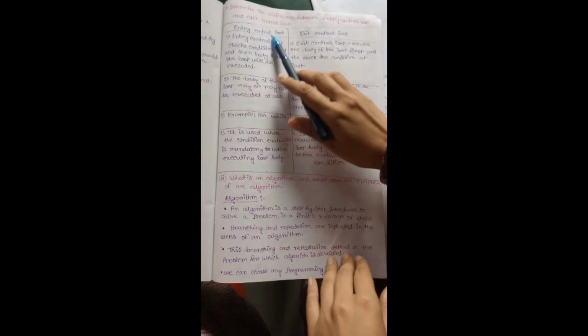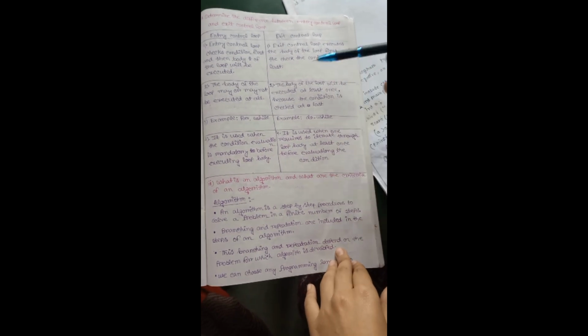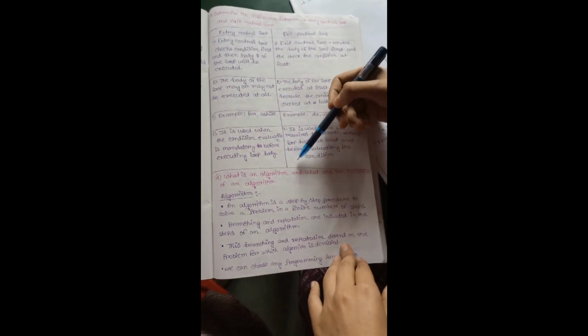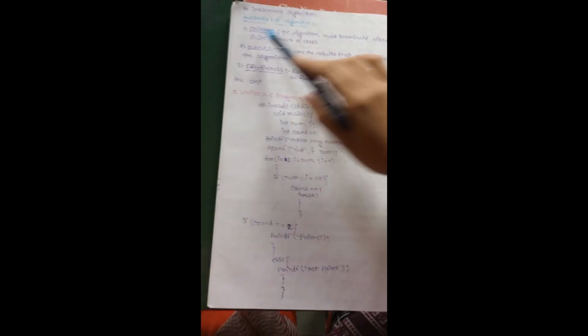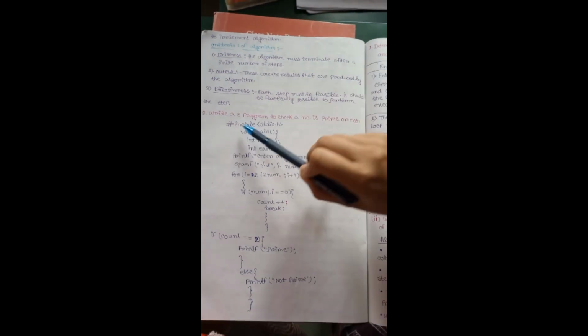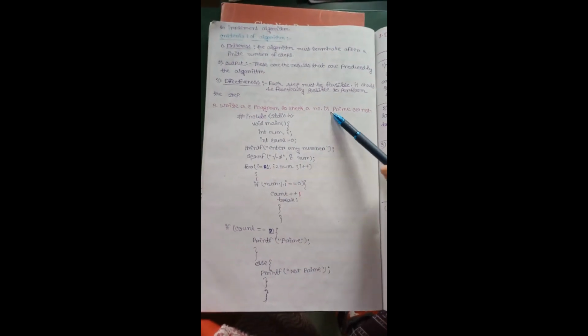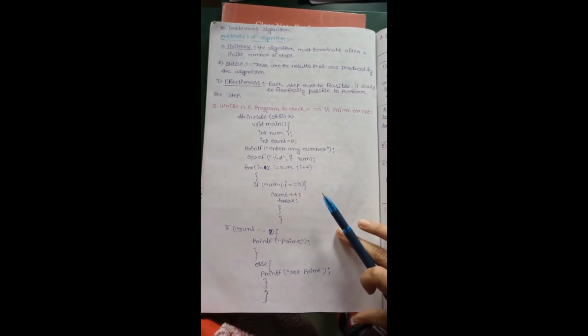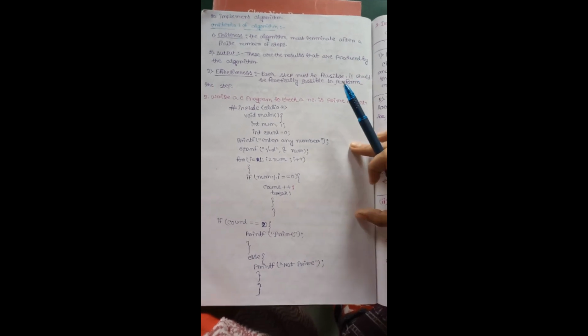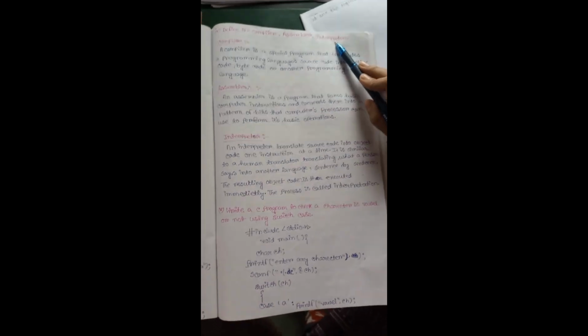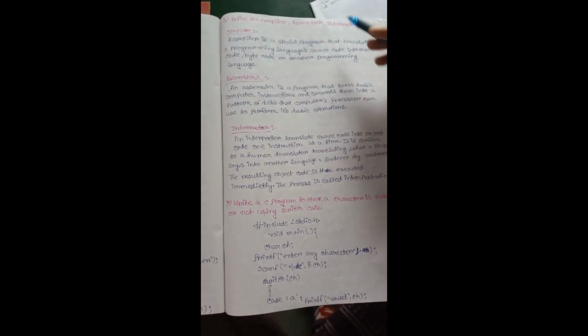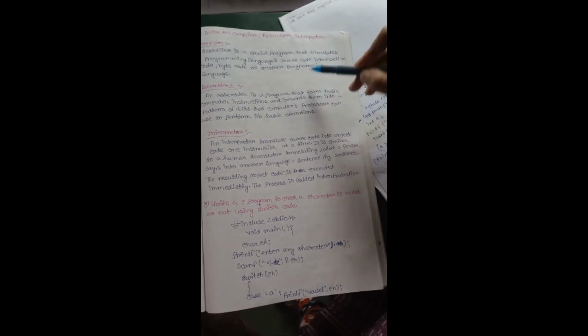Difference between entry control loop and exit control loop, and what is an algorithm and what are the criteria of an algorithm. These are the points and these are the criteria of algorithm. Write a C program to check a number that is prime or not. This is the code. You can run it and check it. Define a compiler, assembler, interpreter. These are the answers. I have written in the easiest way ever.